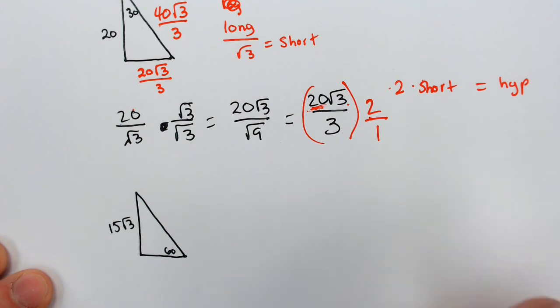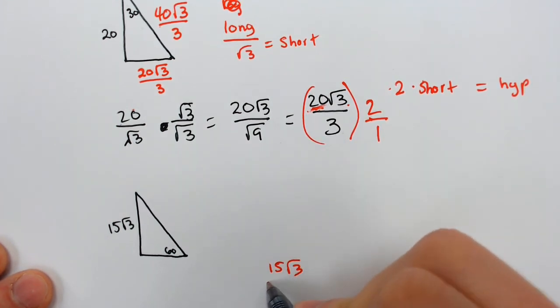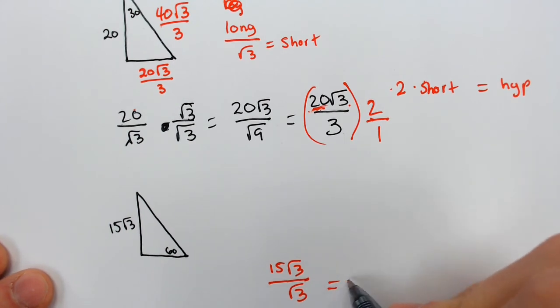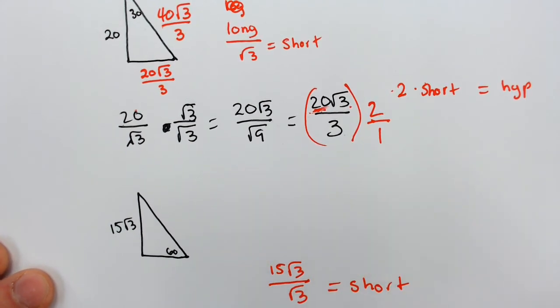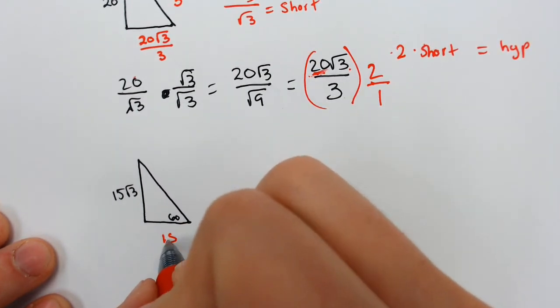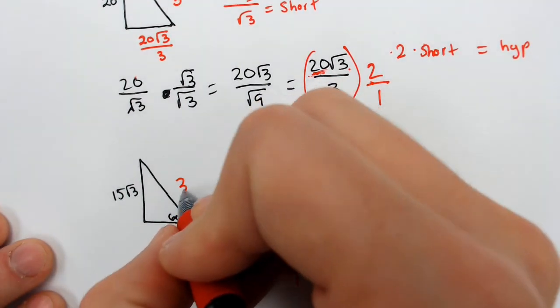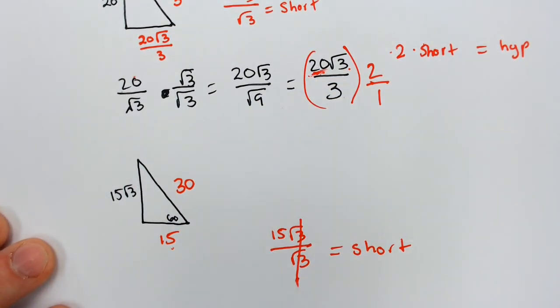So we have to take that 15 square root of 3 and divide by the square root of 3 to get the short side. Well, if I divide 15 square root of 3 by the square root of 3, it cancels. I just get 15. If I have the short side, I can double it to get the hypotenuse. Done. Don't overthink them.